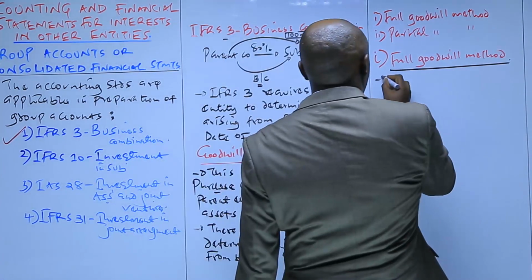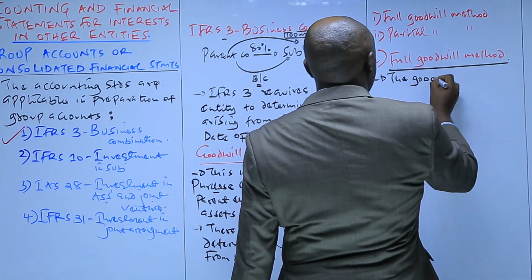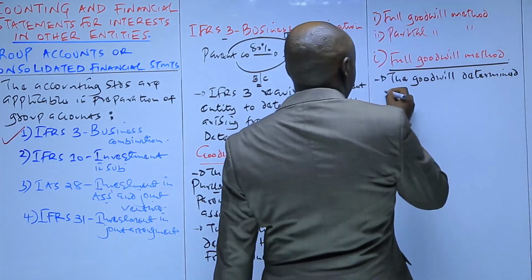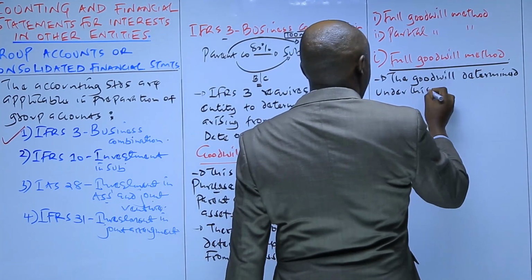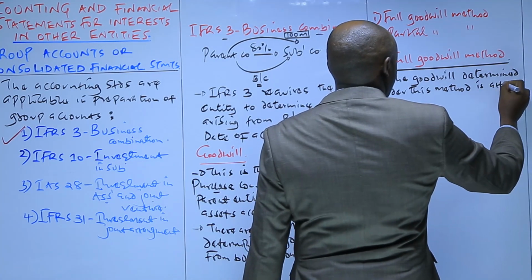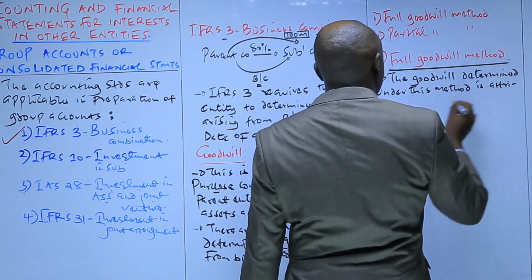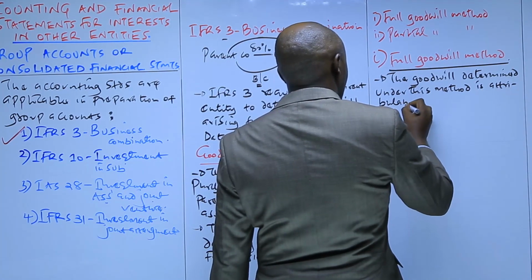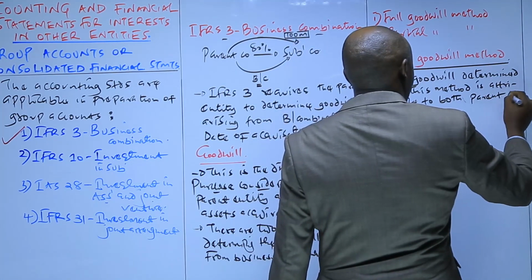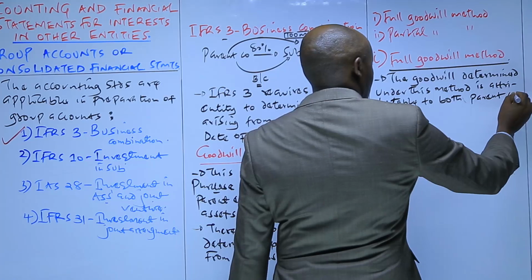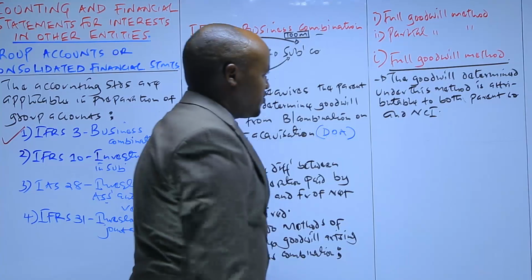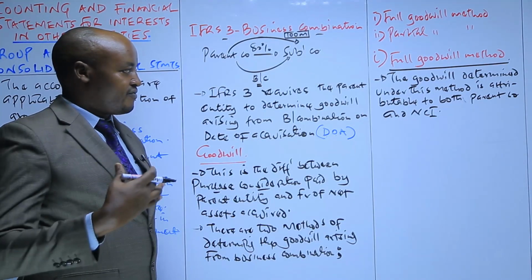So we can therefore say that the goodwill determined under this method is attributable to both the parent company and the NCI. You have to recall that when we talk about the NCI, we are talking about the minority shareholders.